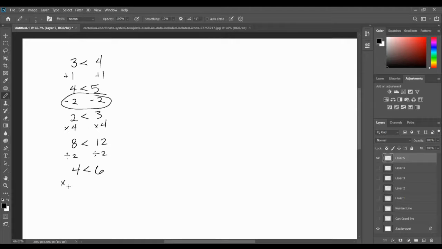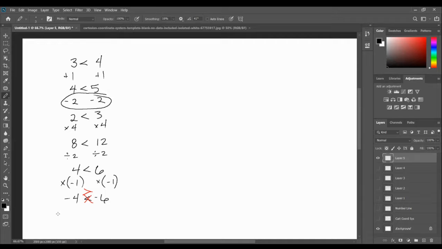If I multiply by a negative 1, I get negative 4 is less than negative 6, I'm sorry. That's not true. Negative 4 is not less than negative 6. Negative 4 is greater than negative 6. So this highlights that if we multiply by a negative, we have to reverse our symbol.